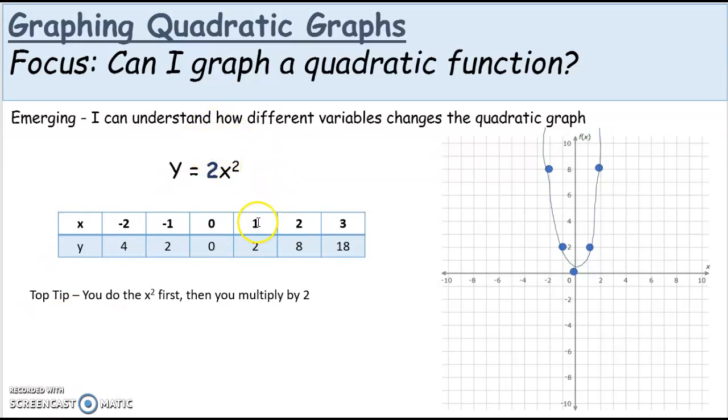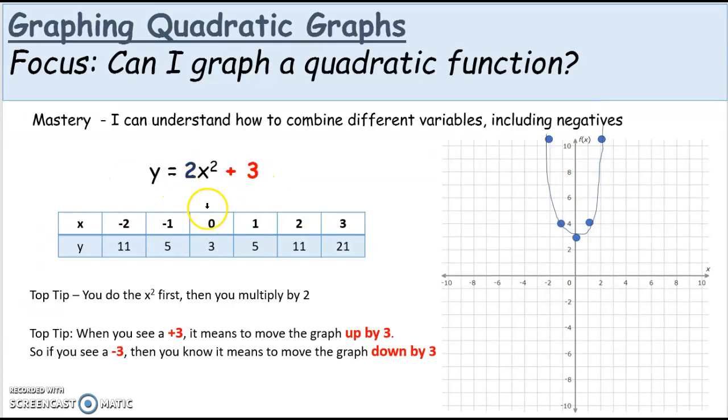So you won't see here, but 1 squared will be 1, then times 2 will be 2. But 2 squared will be 4, then times 2 will give you 8. 3 squared will be 9, then times 2 will give you 18. And same on the other side. So plot these coordinates, draw a smooth curve, again my feeble attempt, and you'll get the graph.